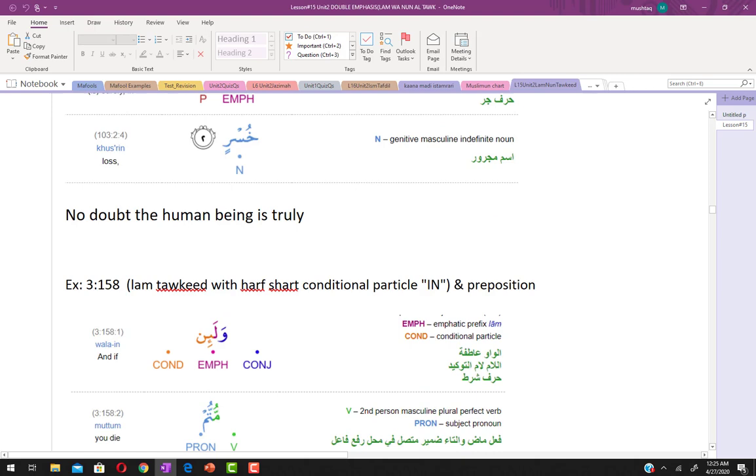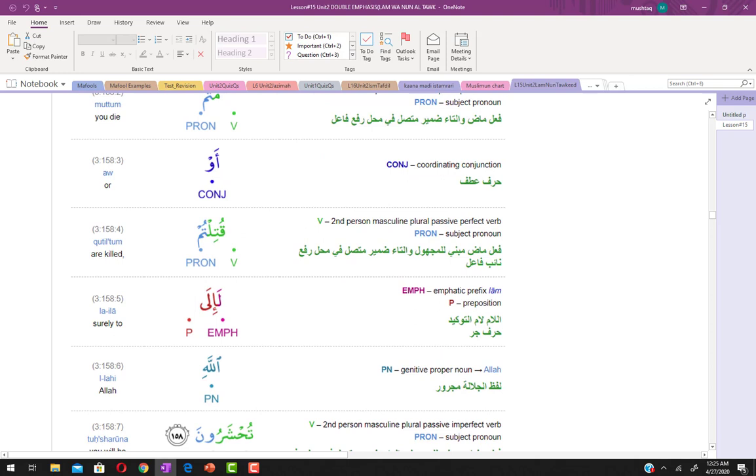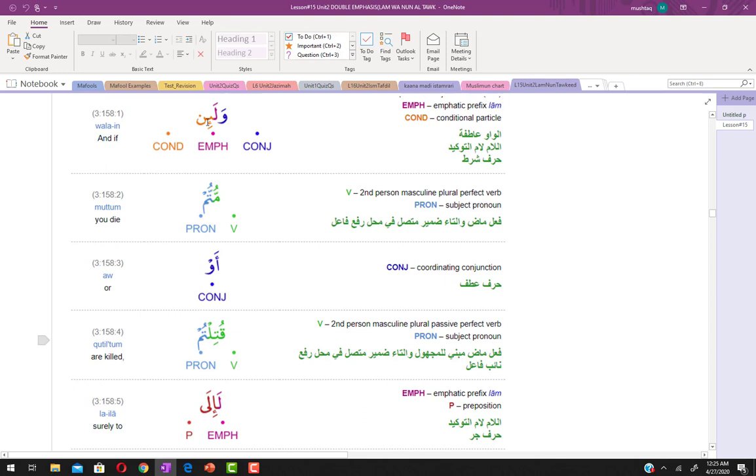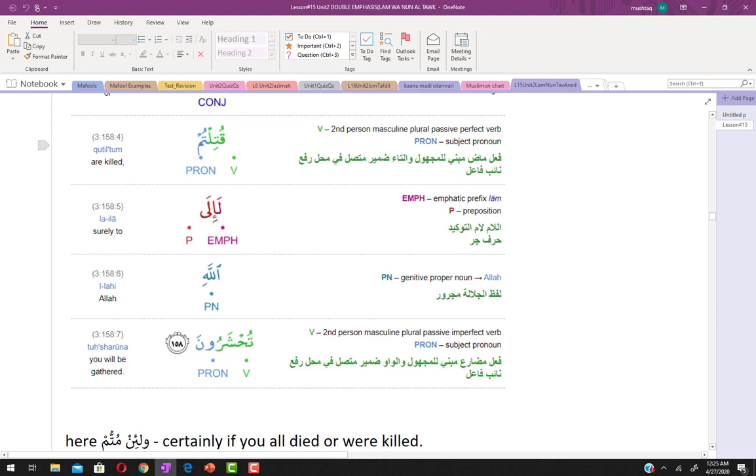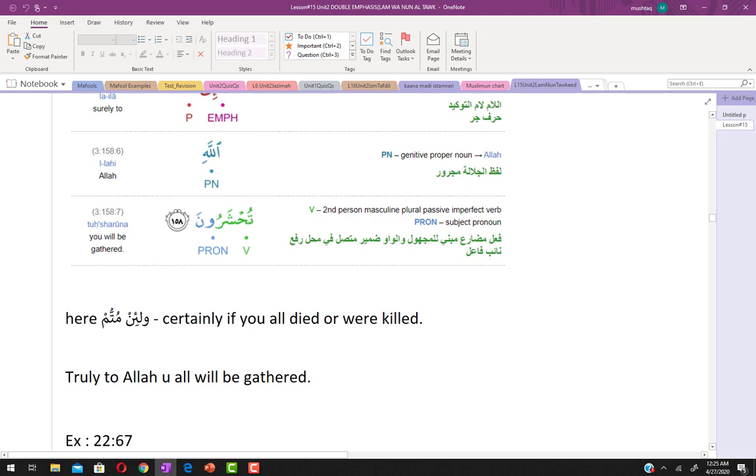And we have wa la'in muttum aw qutiltum la'ila Allahi tuhsharun. So here we have la'in, lam al-tawqid with the conditional article in. And if you die or are killed, la ila Allahi tuhsharun. So ila is our huruful jar, we have lam al-tawqid before it, so it becomes la ilallahi. Surely to Allah you will be gathered. Right? So that was lam al-tawqid.